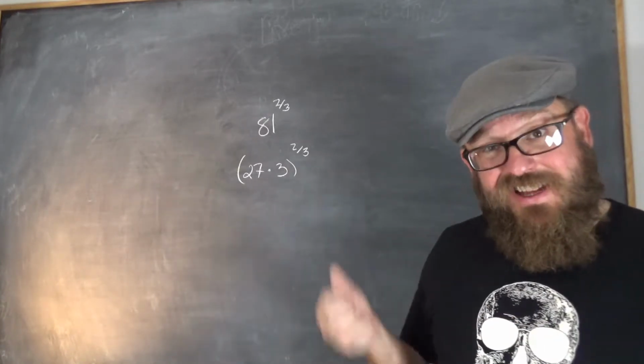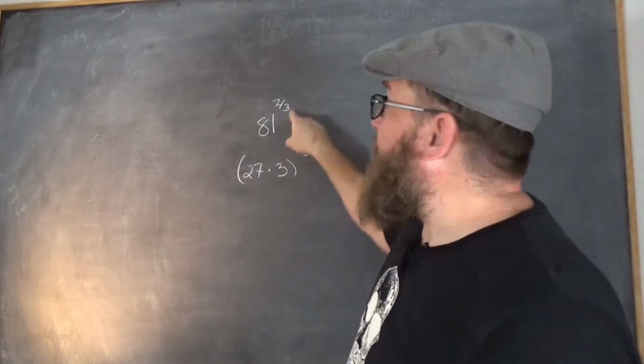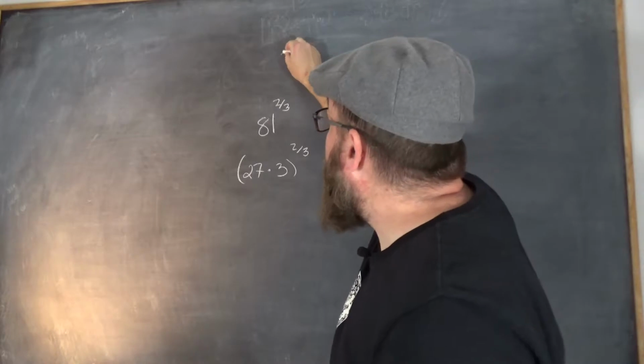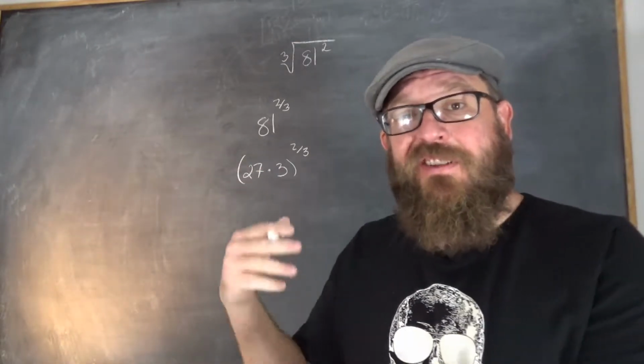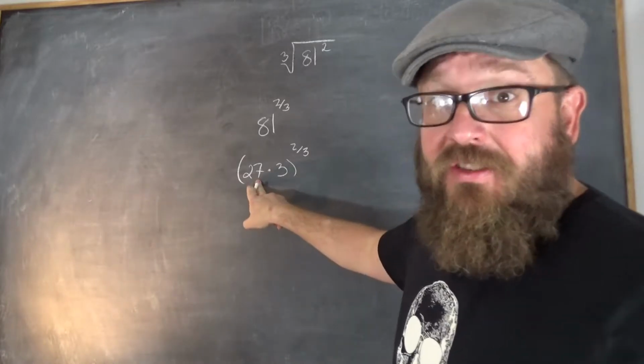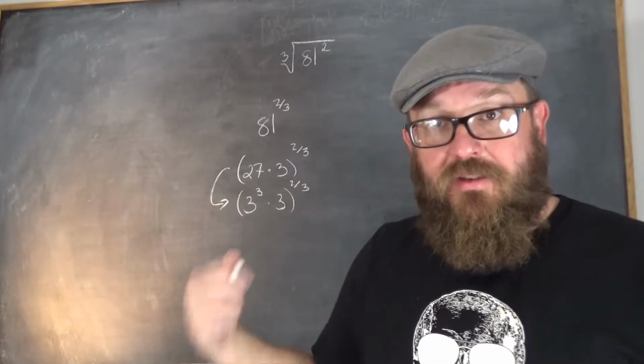Now, do you see why I did that? The reason I did that is because of that 3 right there. You see, if this was rewritten with radical notation, you can see that's cube root. We're looking for a number times itself 3 times it equals 81 squared. 27 is 3 cubed, right? Okay, so I'm going to rewrite that as 3. Okay, you see what I did right there?